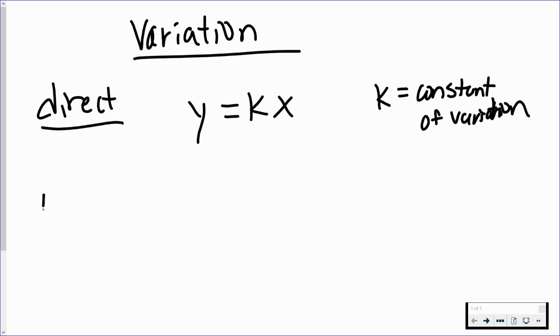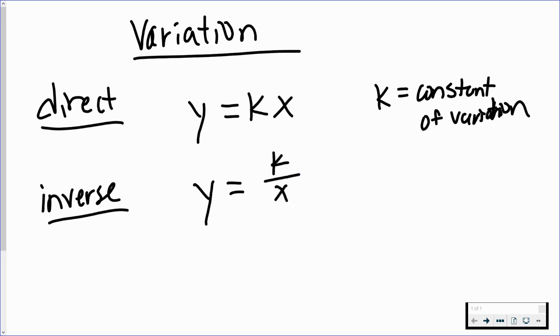Inverse variation. Let's say we have two variables y and x. Those are related with inverse variation if y equals k divided by x, and k is still your constant of variation. Let's talk about what these might look like.